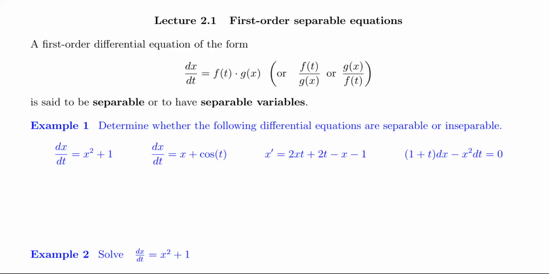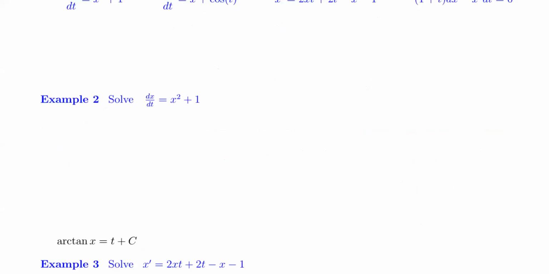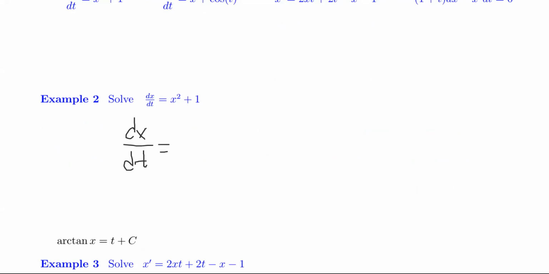For the last part of this first video on this section, we're going to just use this to then solve a differential equation. So we're going to take a look at how to do that here with this example 2. So the first thing we want to do is separate our variables. To do that, we have dx/dt is equal to x squared plus 1. We want to separate our variables.